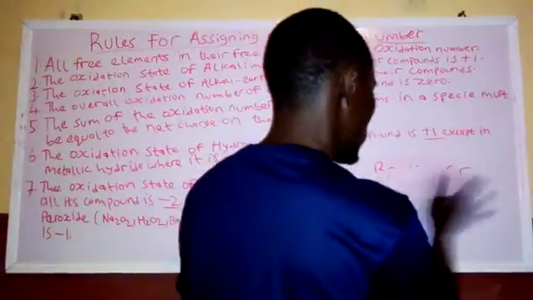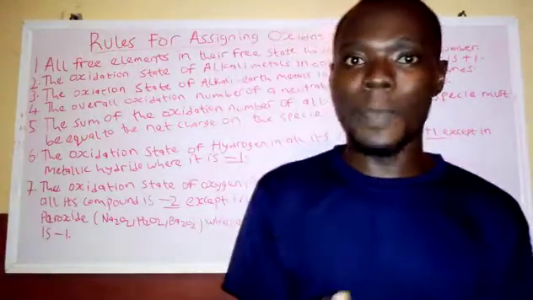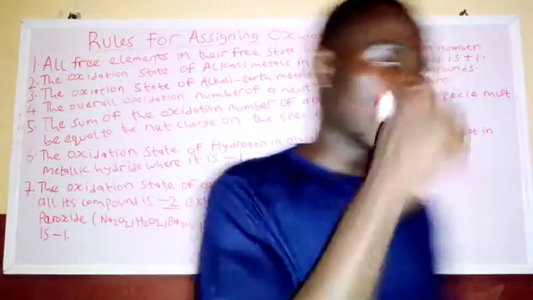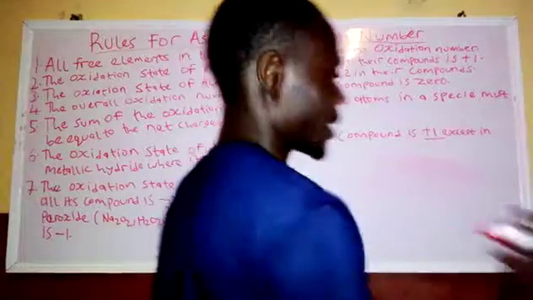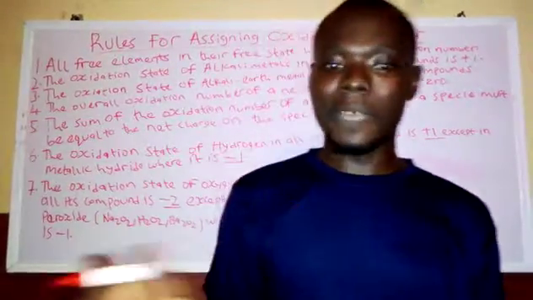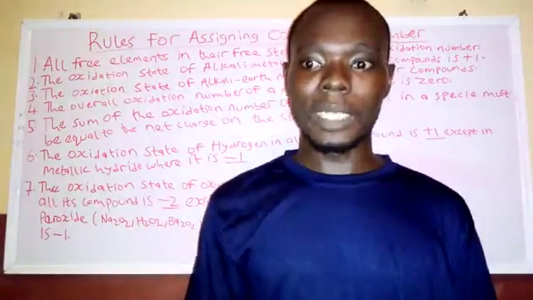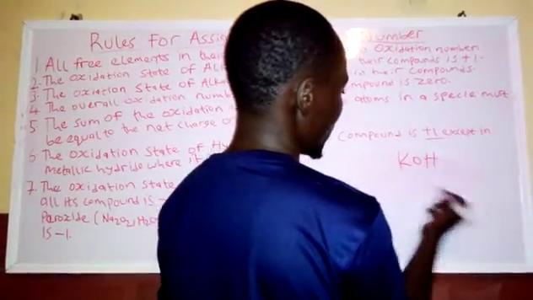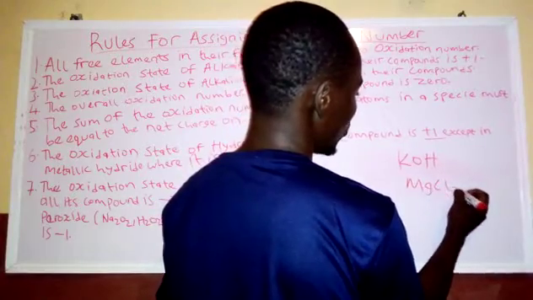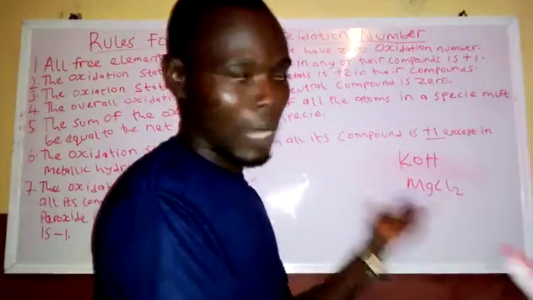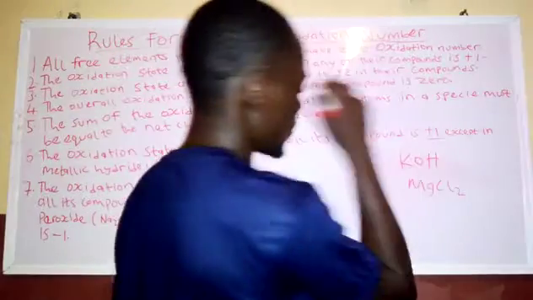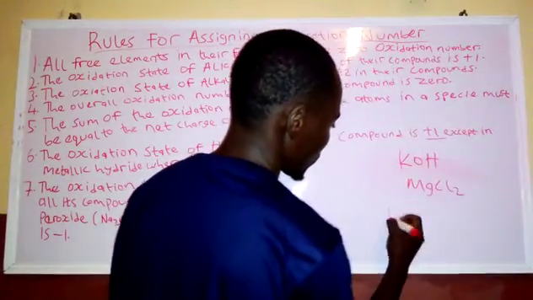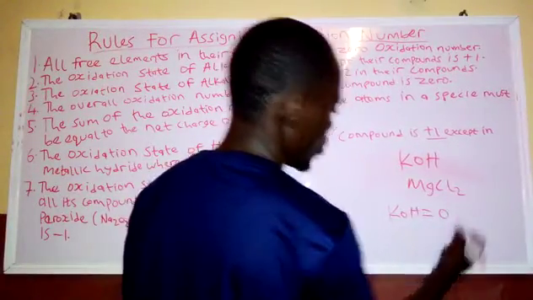Another rule says that the oxidation number of a neutral compound is 0. A neutral compound is a compound that doesn't have any charge, and its oxidation number is 0. KOH is a neutral compound. MgCl2 is a neutral compound. Any compound you could think of that doesn't have a charge is 0. So for example, KOH equals 0.